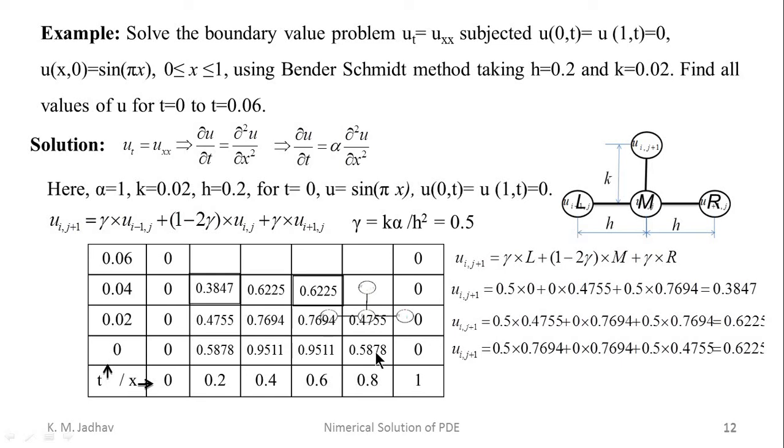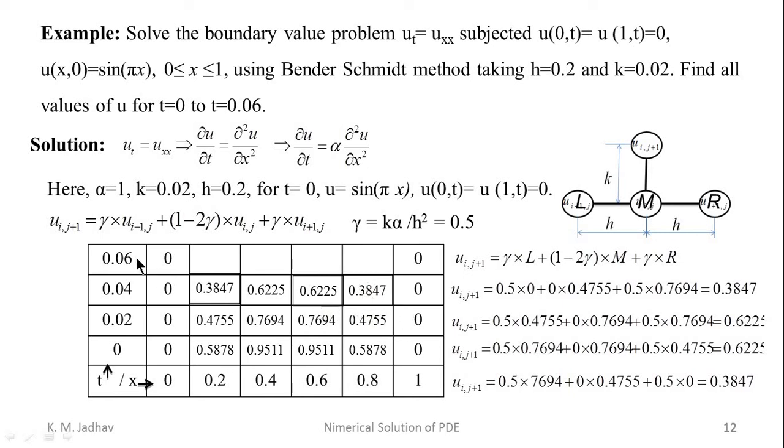Then we will use this formula to calculate the value at this point. This is the left side value, this is the middle value, and this is the right hand side value. If we put these values in this equation, we will get u equal to 0.3847. So we can write here 0.3847.